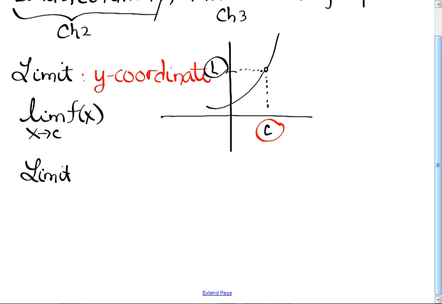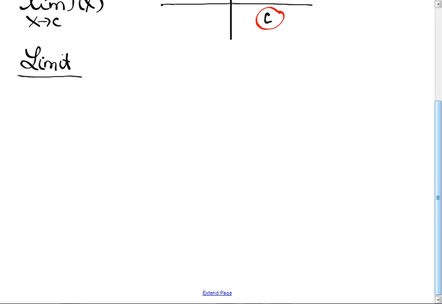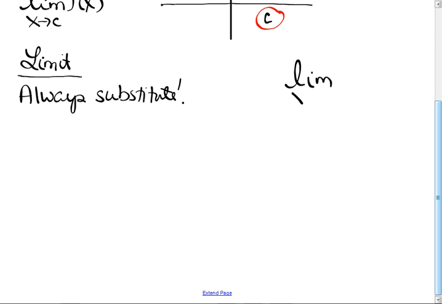So, a limit, what should we always do first? Do you guys remember? We always substitute. And you get points for that. So if I ask you for the limit as x approaches 0 of 2x, what's the y value getting close to? It's getting close to 0. Okay, so there are 4 things that can happen.